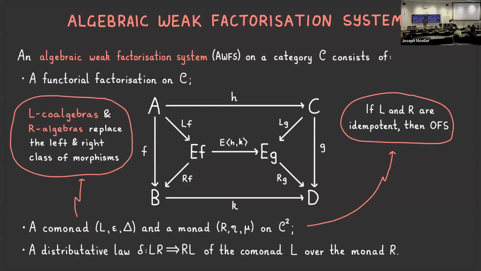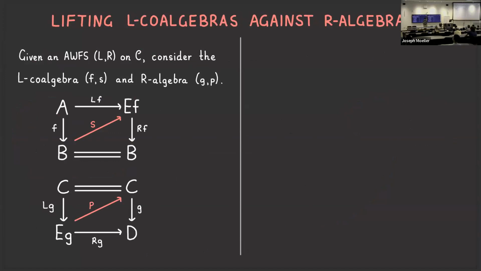And so the way in which this is the generalisation is, if you take the monad and the comonad to be idempotent, so the multiplication and the co-multiplication are just isomorphisms, then we get back the notion of orthogonal factorisation system. Okay, so remember when we looked at orthogonal factorisation systems, we had this orthogonality property, which is talking about lifting solutions to lifting problems. So we have this canonical diagonal morphism. We might ask, well, how do we do this with algebraic weak factorisation systems?